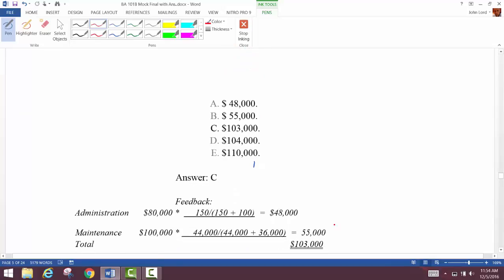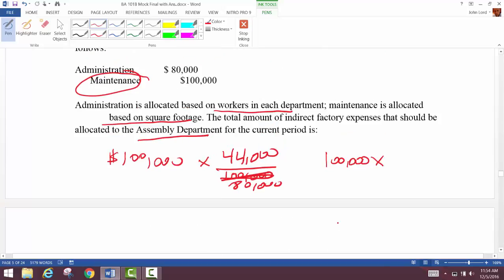$100,000 times... what do I have to get everything? So that's 55,000, so it's times 55%. Okay, so they wanted the total, right? It's not just one, they want the total of everything. The total amount of indirect, which is going to be both administration and maintenance. So we've done maintenance. How about administration?